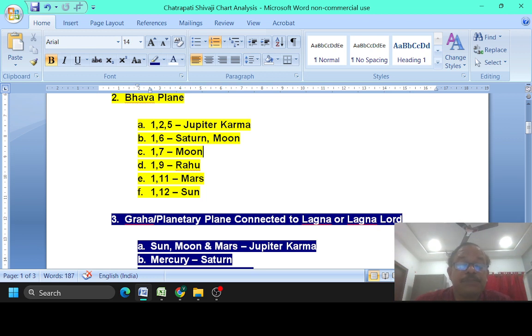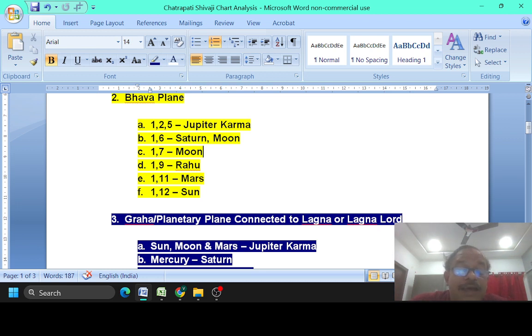Sagittarius is a place where Jupiter gets mool trikona. Jupiter is born in Pushya Nakshatra, and Pushya carries Rahu karma. Then the connection between 1 and 11. Suppose the 11th lord is connected to the first house, 11th lord in Lagna, Lagna lord in 11th, that combination.